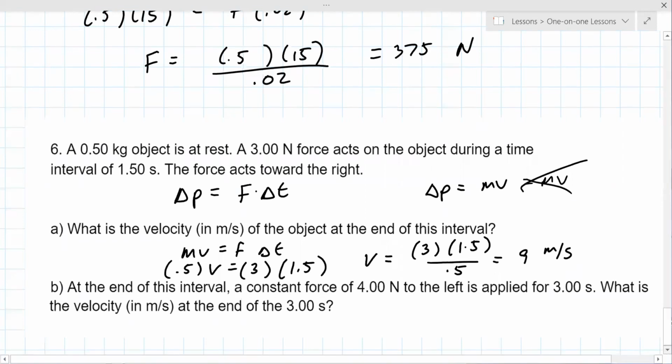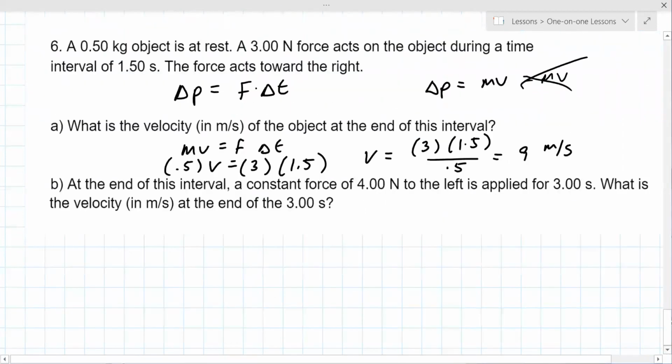All right, on to B. So now it gives you new information. It says a constant force, that's F, is applied to the left. That's your change in time. What is the velocity? So they want the velocity again. So same equation: mv equals force delta t. Your v is force delta t over m.